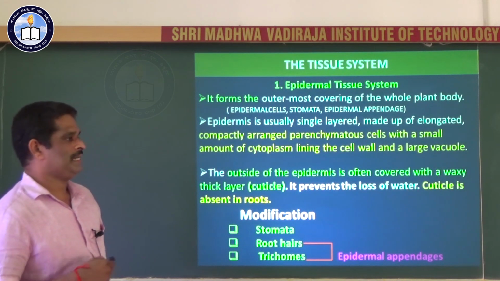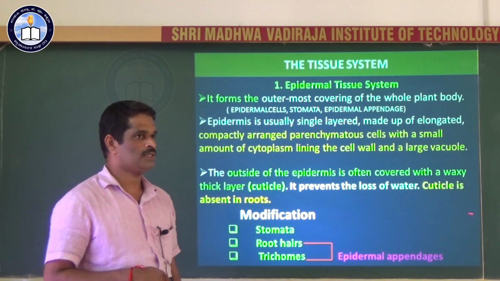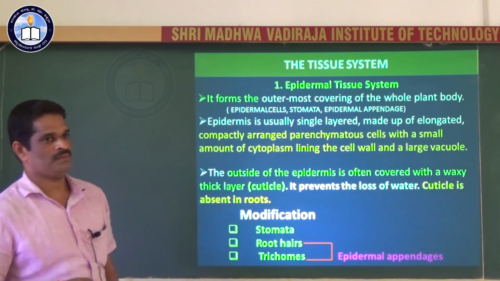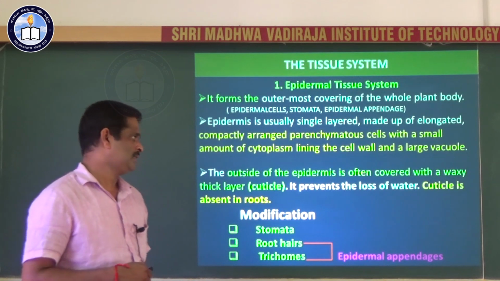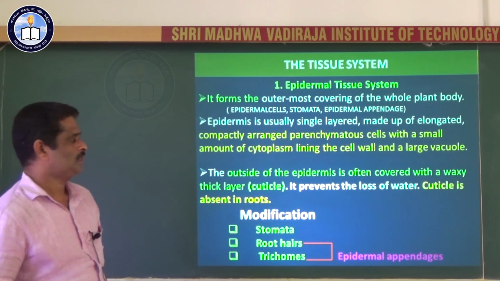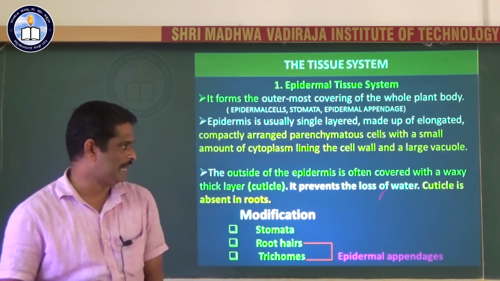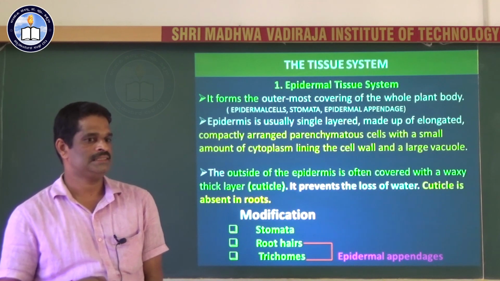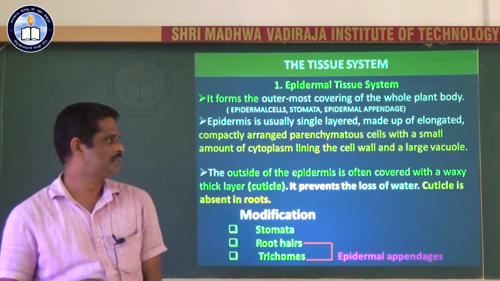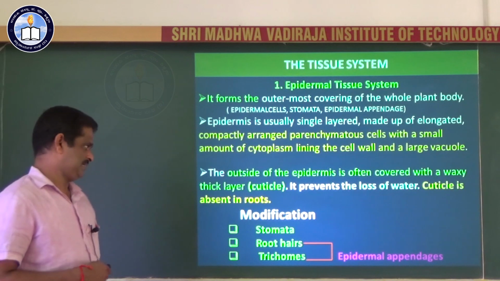The outer side of the epidermis is covered with a waxy thick layer called cuticle. Outer to the epidermis, in the case of stem and leaves, it is covered with a waxy layer. That waxy layer is called cuticle. What is the function of this cuticle? It prevents the loss of water. Say, this cuticle is absent in root, it is present in the stem as well as in the leaves. So that's about the epidermal cells.